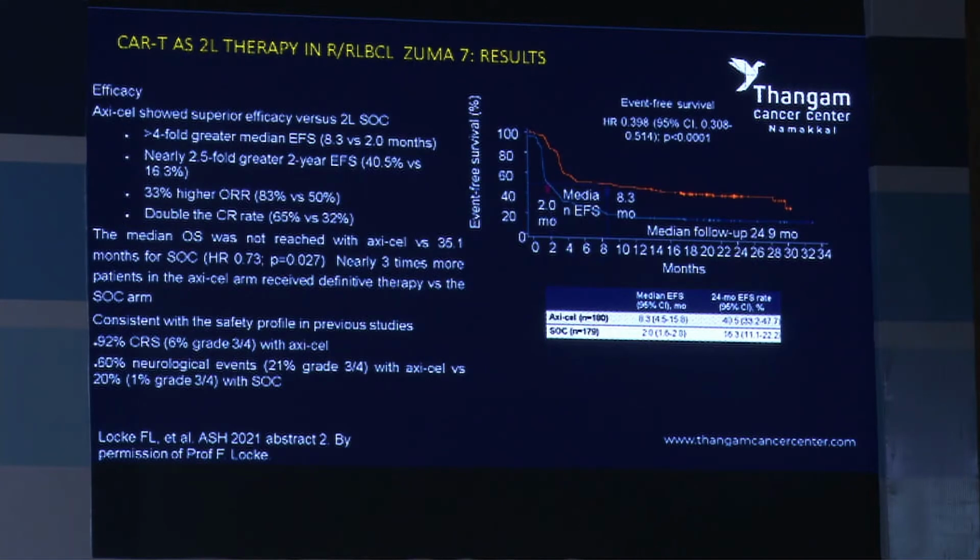And if you see, there is a significant 4-fold greater median EFS, that is 8.3 versus 2 months, in the CAR T-cell arm, 33% higher ORR and double the CR rates in the CAR T-cell arm, which was a very good result for CAR T-cell in second-line therapy.